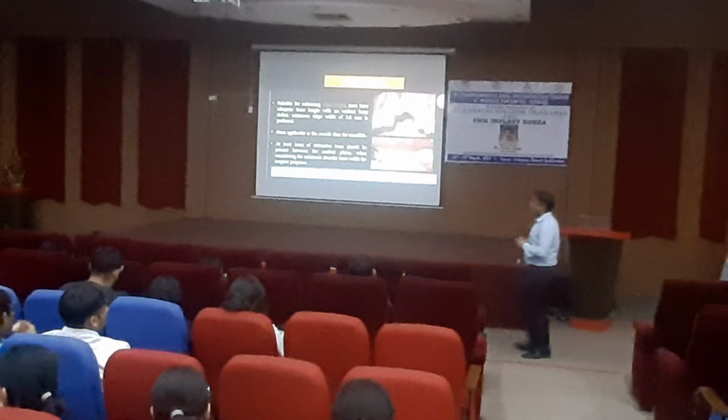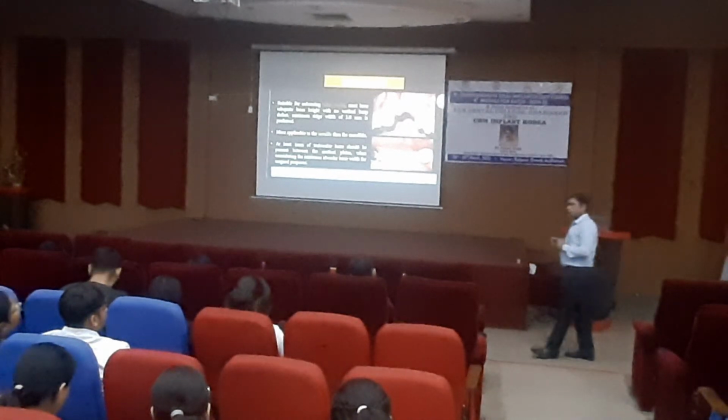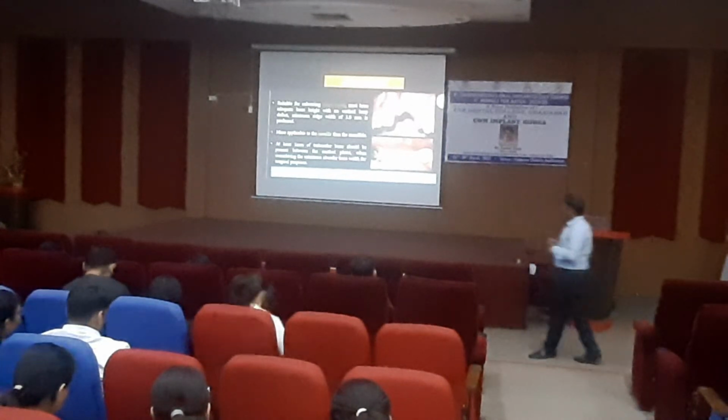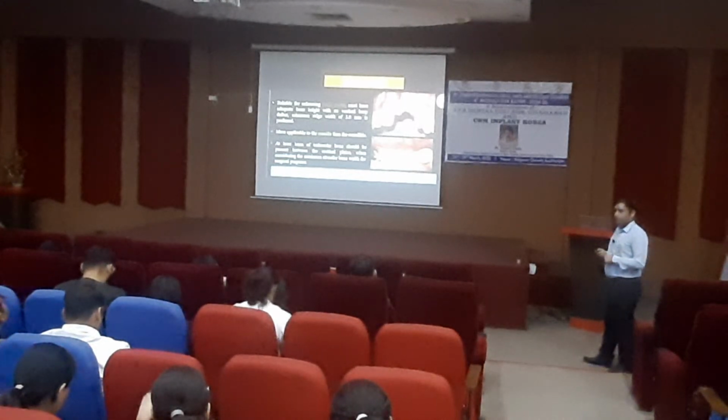So mostly the anterior mandible and the posterior mandible is the area for the ridge expansion. Okay, so at least 1 mm of the trabecular bone should be present between the cortical plates when considering the minimum alveolar bone width for the surgical purpose.